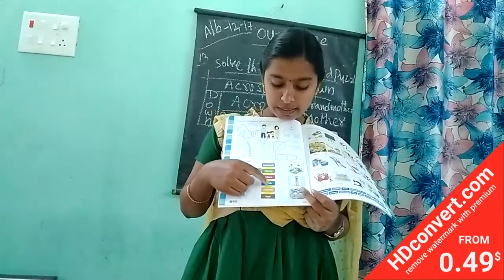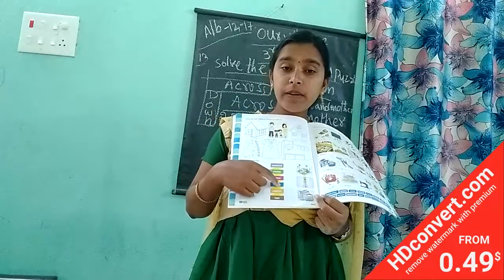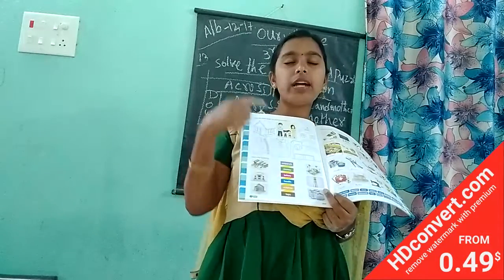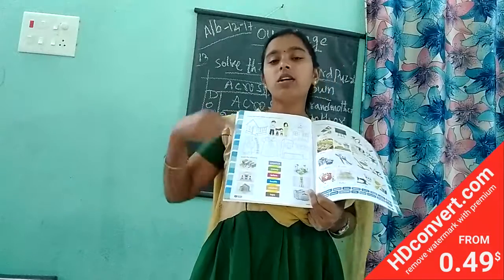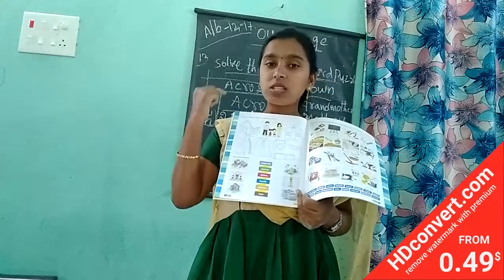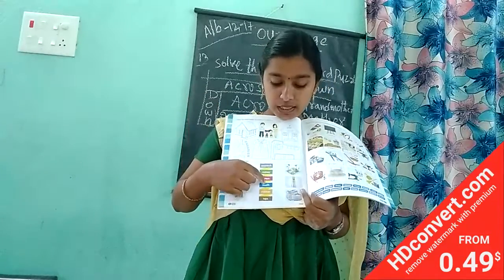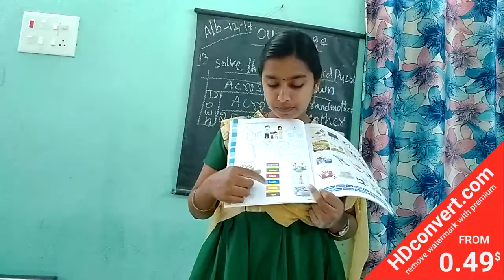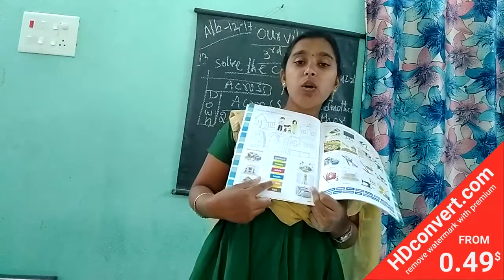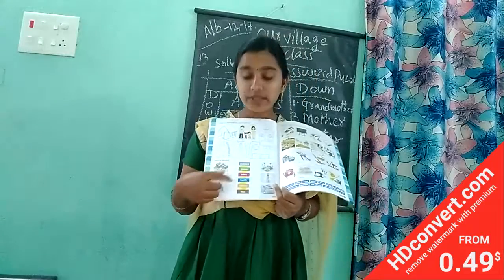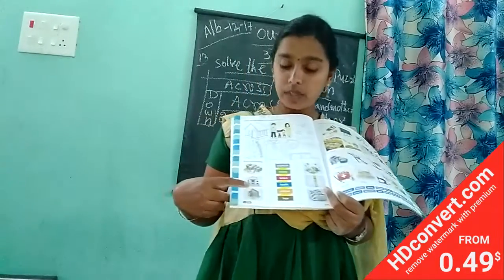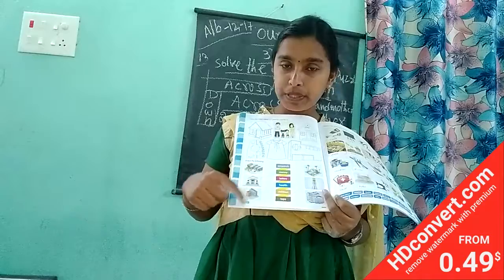And the fourth one, health. Health is related to the hospital. If you had fallen ill, where do we go? We'll go to a hospital. Yes or no? Yes. So health is related to the hospital. Next, children. Where do children go? The children go to a school. So here the last picture, the third picture, school.